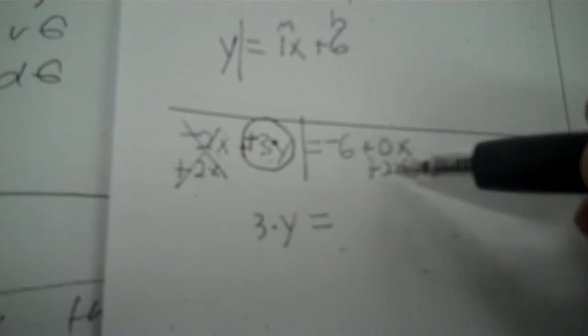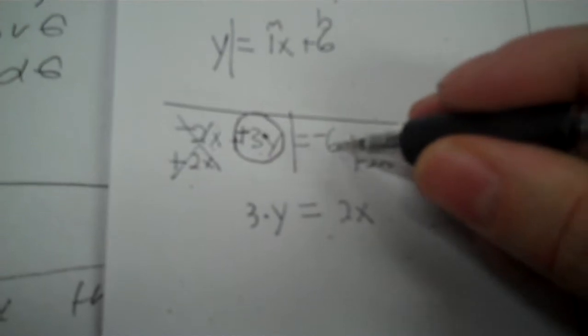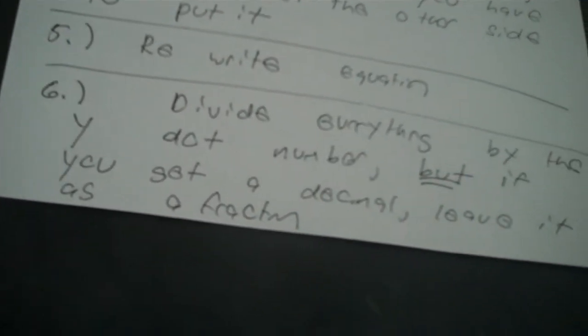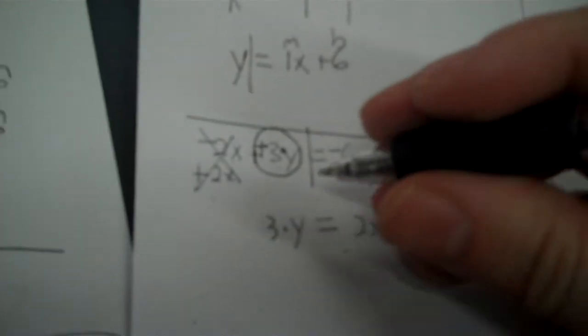So we have 3 dot y. Now, don't drop the negative 6. You add your x's first. 0x plus 2x is 2x, and then I put plus negative 6. Okay? Rewrote the equation. Now divide everything by the y dot number. But if you get a decimal, leave it as a fraction.